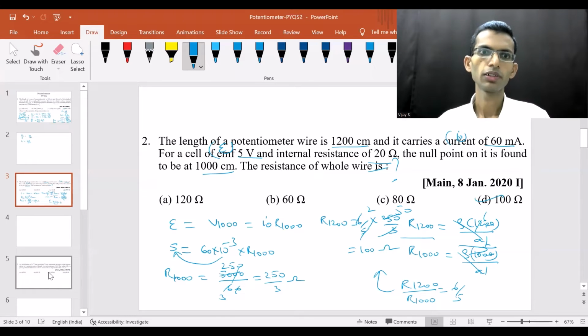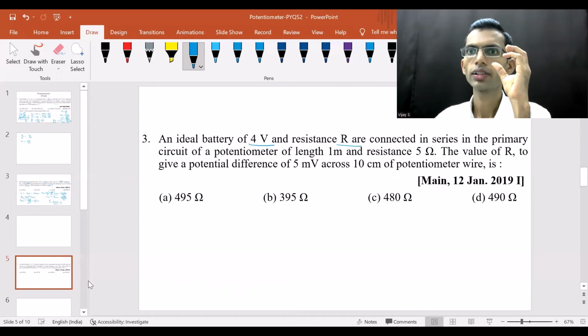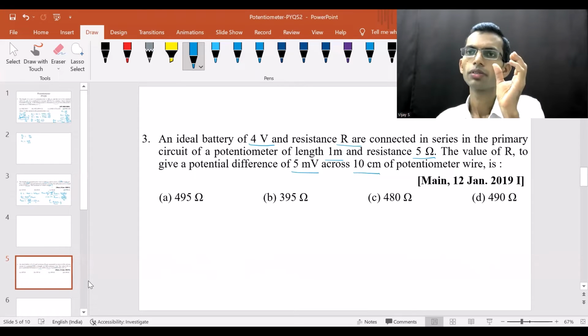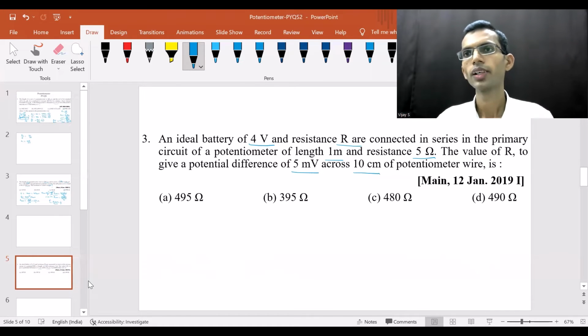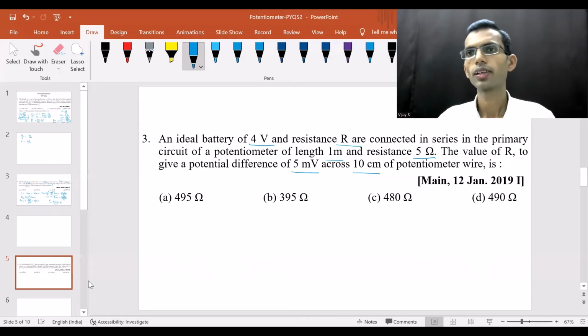Let us move to the next one. An ideal battery of 4 volts and resistance R are connected in series in the primary circuit of a potentiometer of length 1 meter and resistance 5 ohm. The value of R that gives a potential difference of 5 millivolts across 10 centimeter of potentiometer wire is. That means he gave the primary circuit battery voltage, the potentiometer wire length and its resistance, and the potential difference across 10 centimeter.